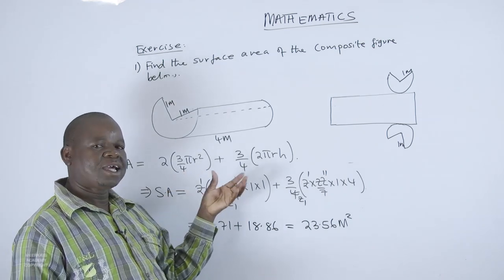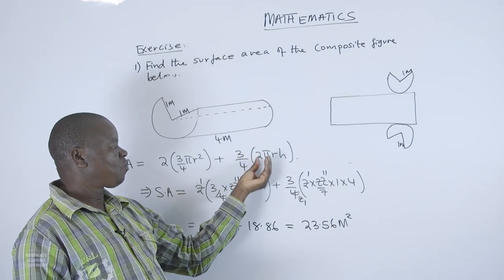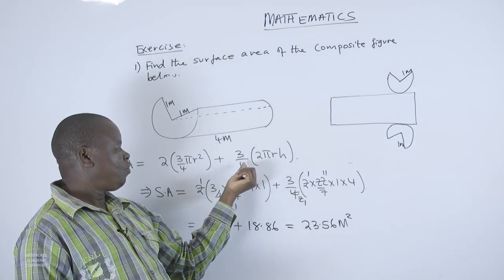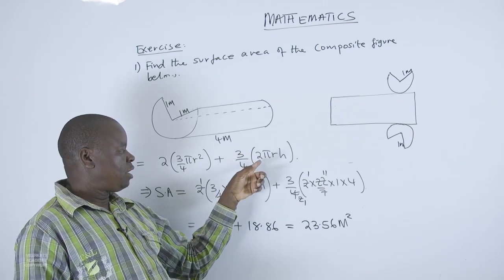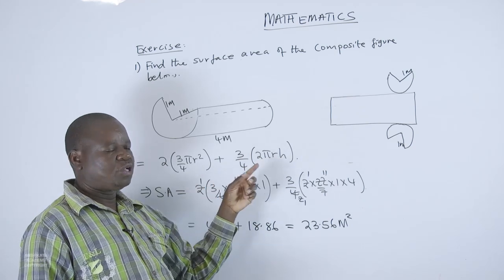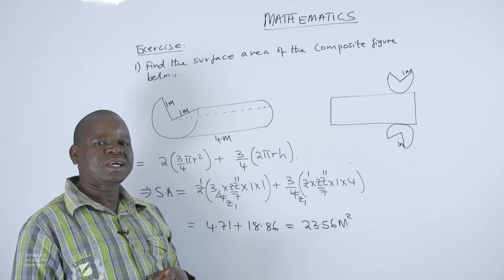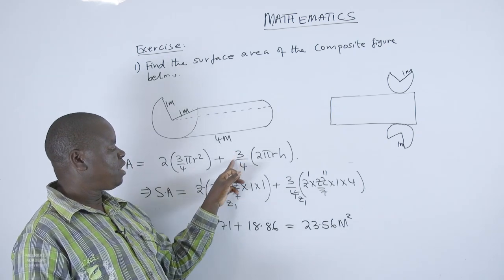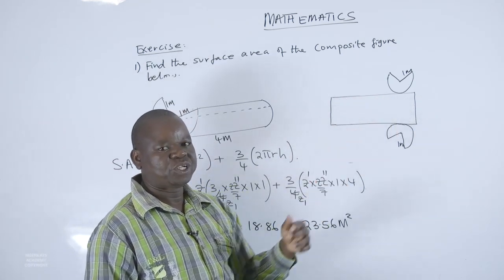Then plus the area of the curved surface. And because the curved surface is 3/4 of the total curved surface area, we multiply by 3/4. It is 2 pi r h, because this is the formula we derived yesterday for the calculation of the surface area or curved surface area of a cylinder. So you multiply by 3/4 to get the curved surface area of that particular cylinder.